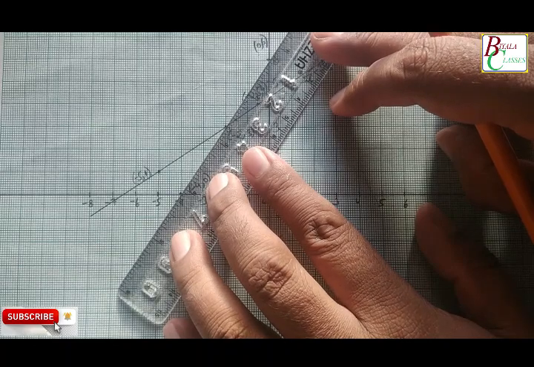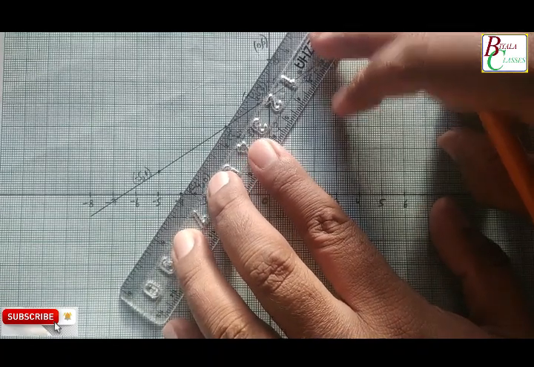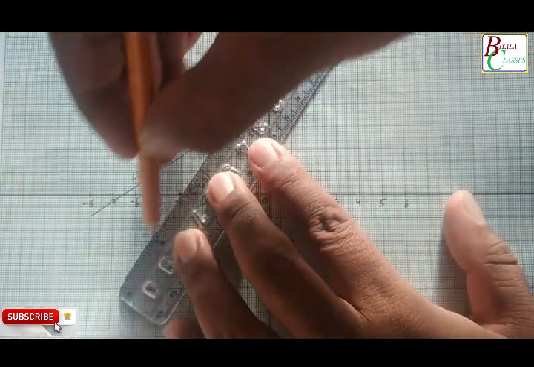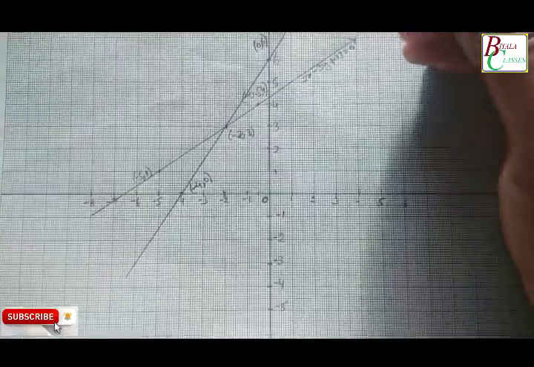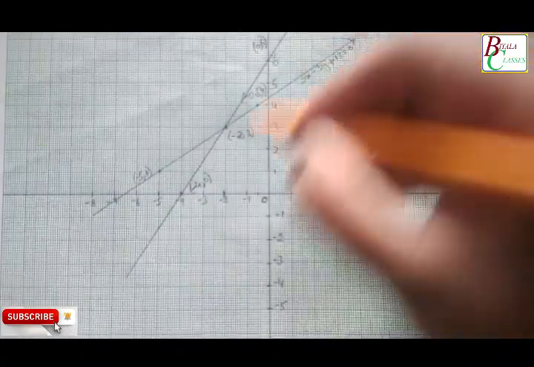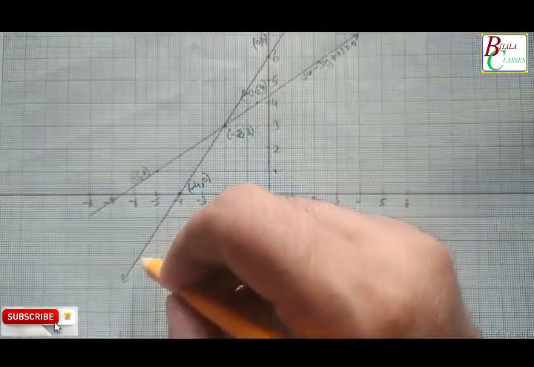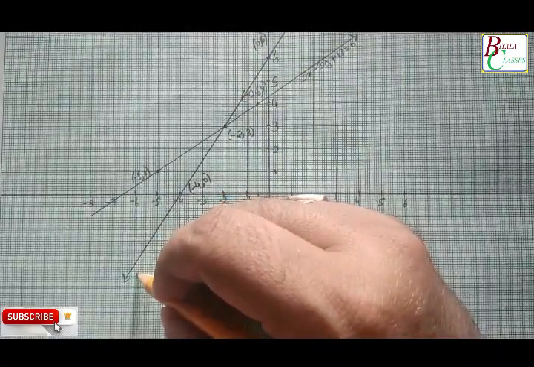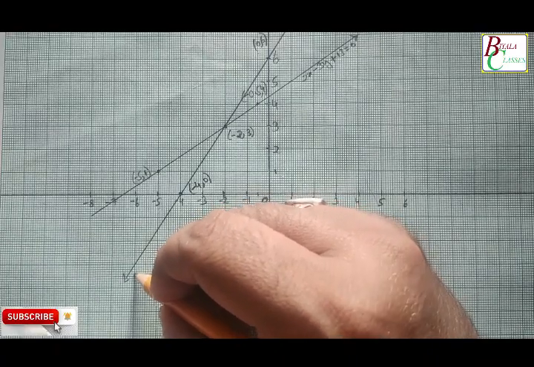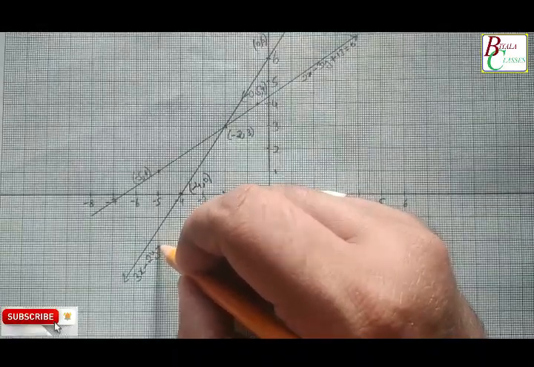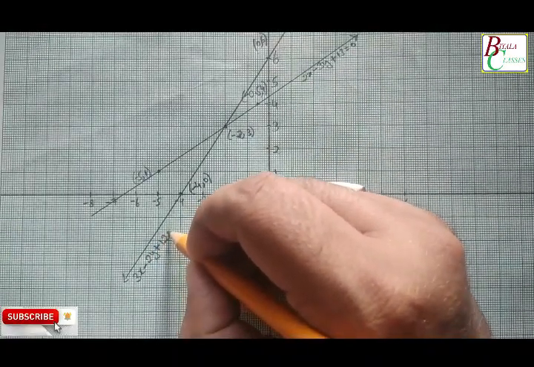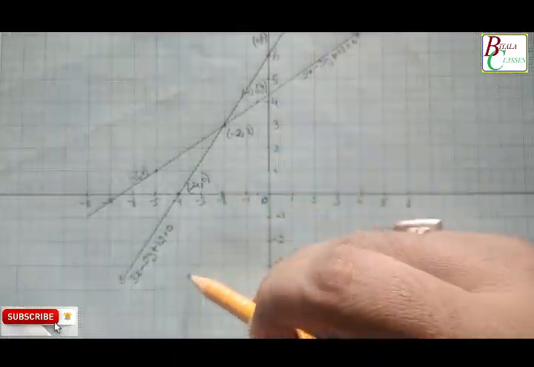So like this, we will draw the line. We get another straight line here, and in this also do the same. Write down the equation on one of the ends. So the equation here was 3x minus 2y plus 12 equals 0.